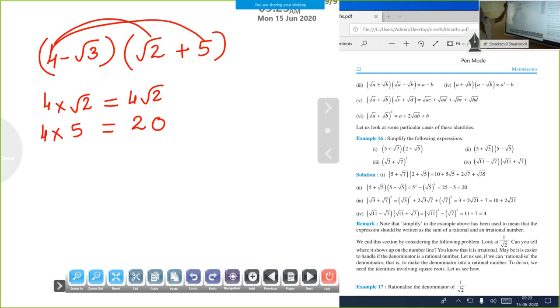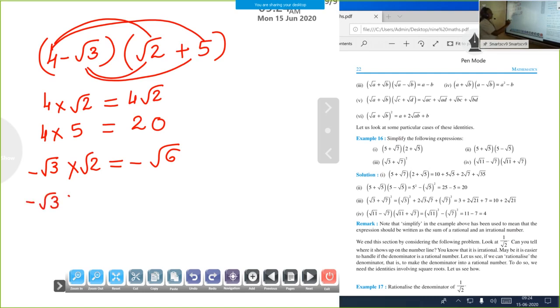Next is minus root 3. Here you take the sign also. The sign is minus root 3, so you multiply minus root 3 with root 2. Minus root 3 into root 2 is minus root 6. Both are radical numbers, multiply them, so the answer is minus root 6. And the last term is minus root 3 into 5. What is the answer? Minus root 3 into 5 is minus 5 root 3. It is not 15. Simply write it as minus 5 root 3.